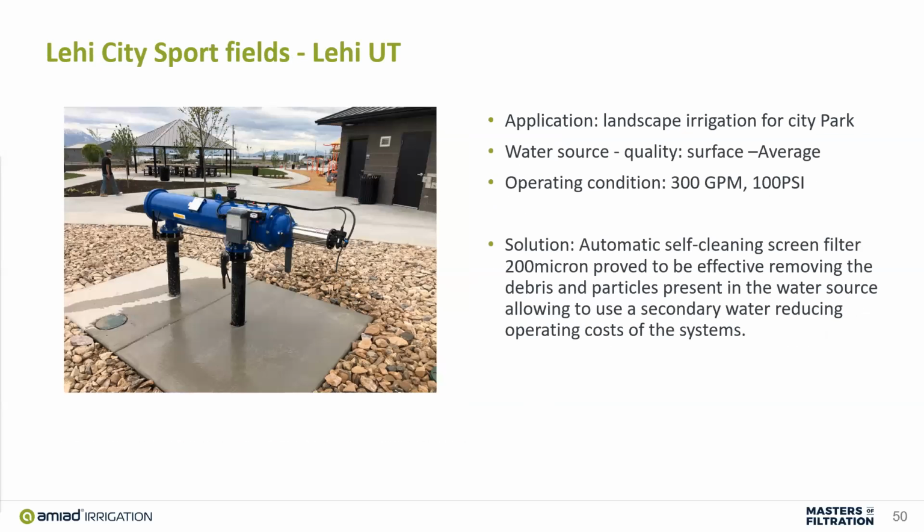This is another one, a landscape city park that has the filter mat. It's 300 gallons per minute. And it is again an average water, but their manufacturer requirements were 200 micron. So probably spray heads or even maybe some rotating nozzles out there. And this helped them keep their system in check and allowed them to run the flow and the water that they required and needed.